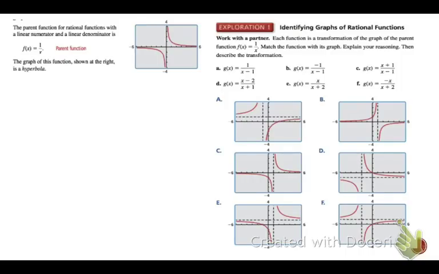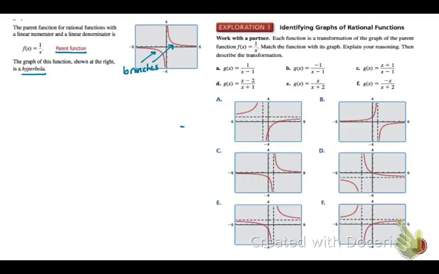Okay, so the first thing is at the top of your notes page, it says the parent function for rational functions with a linear numerator and a linear denominator is f of x equals 1, or some number value, divided by x. So the graph at the right is the graph of this function, which we talked about in the concept 37 notes, and it is called a hyperbola. And remember that a hyperbola has branches, and so together that makes the entire graph of this function.